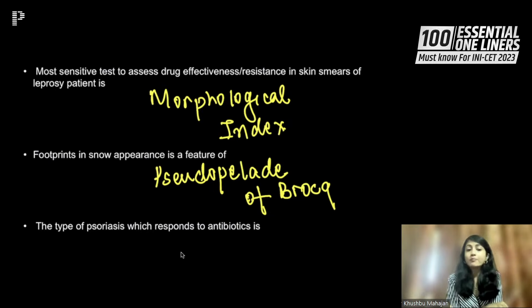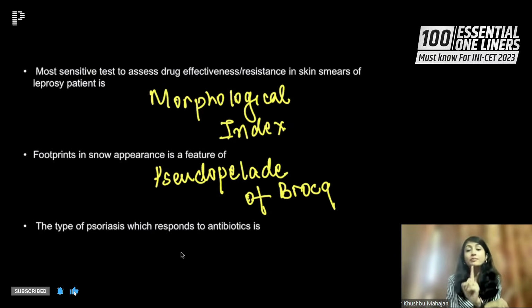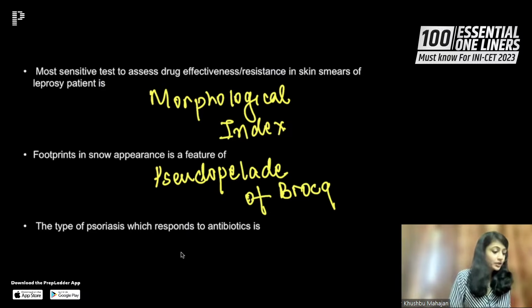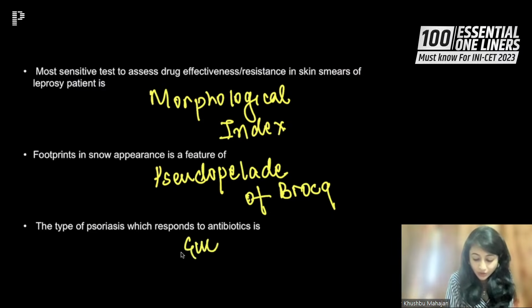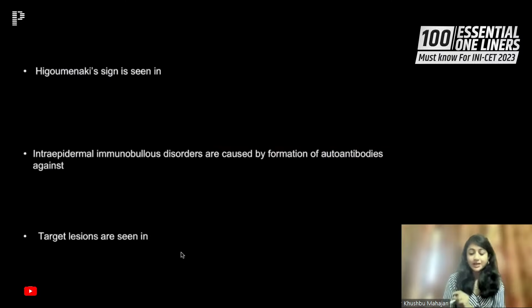Next question. Type of psoriasis which responds to antibiotics is. So it is not lichen planopilaris, it is not alopecia areata. Please remember, footprints in snow, pseudopelade of Brocq. Type of psoriasis, next question, which responds to antibiotics is. Yeah, this you all know. It is guttate psoriasis. It can also respond to tonsillectomy because that can also be given as an option. So antibiotics or tonsillectomy, guttate psoriasis, because there's a role of streptococcus in it.